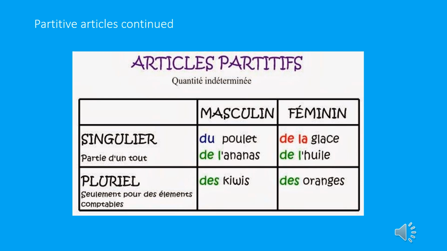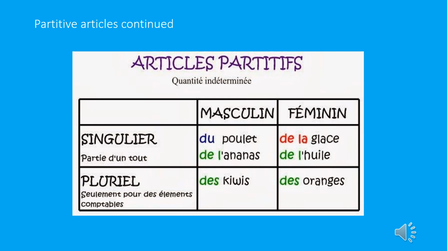So as I said, today we are going to deal with partitive articles, and we are continuing with the partitive articles. You can see in the table there that I have put for you some of the partitive articles. As you can see, there's masculine, then feminine, then when it is singular, and also when it is plural.